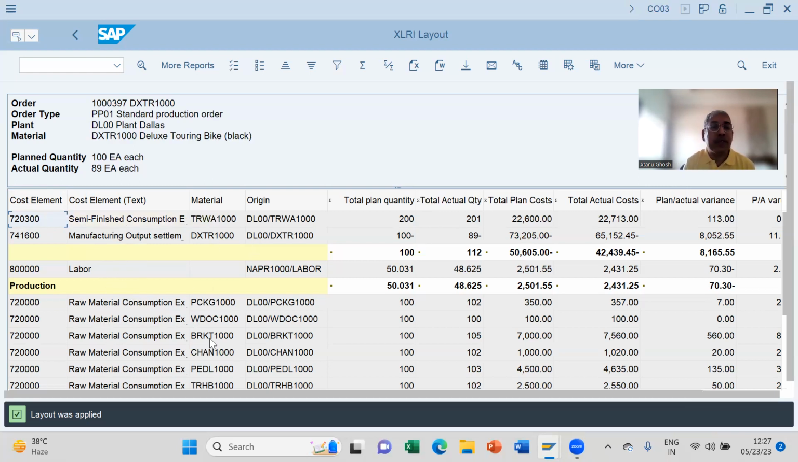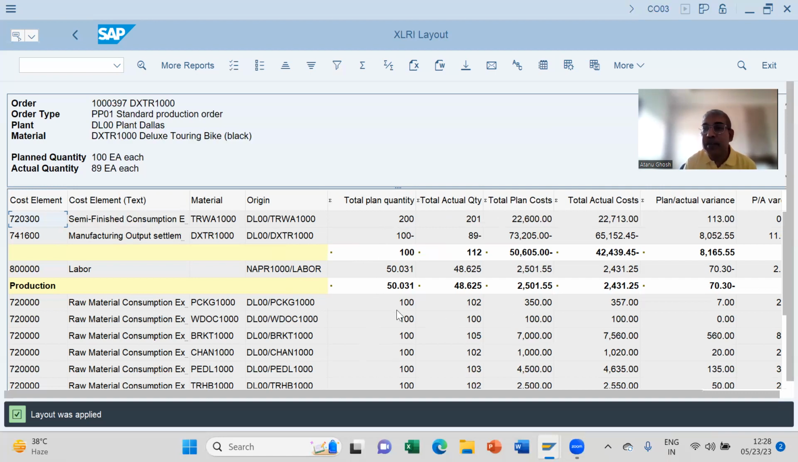These are the materials that have been consumed and the materials that have been produced, and the origin is basically the plant and material combination, or a cost center and activity type combination. Now let us come to the most important field, the total planned quantity and total actual. Here you see there are plus and minus.